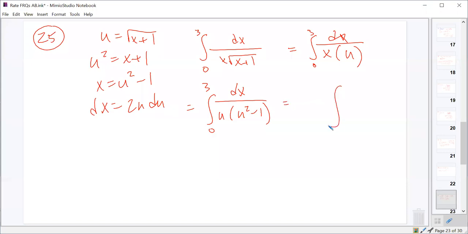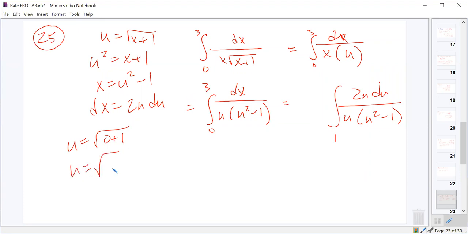So now this can become 2u du over u times u squared minus 1. And since we changed everything inside of here to terms of u, we had to change our limits of integration to terms of u. And u is root x plus 1. So if x was 0, root x plus 1 is root 0 plus 1, or 1. And if x was 3, u is root 3 plus 1, which should be 2.